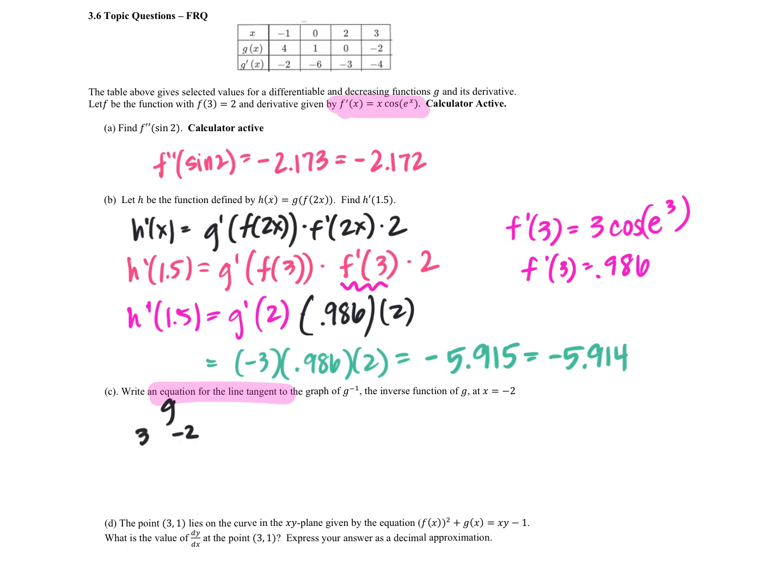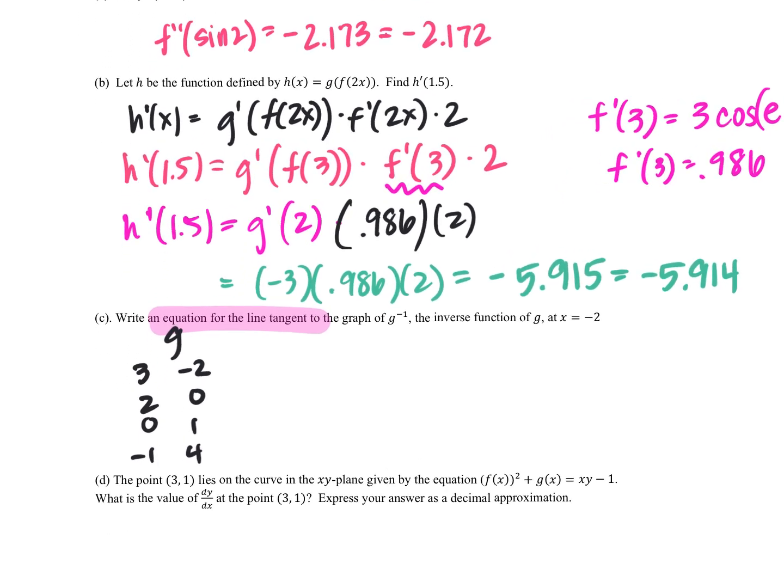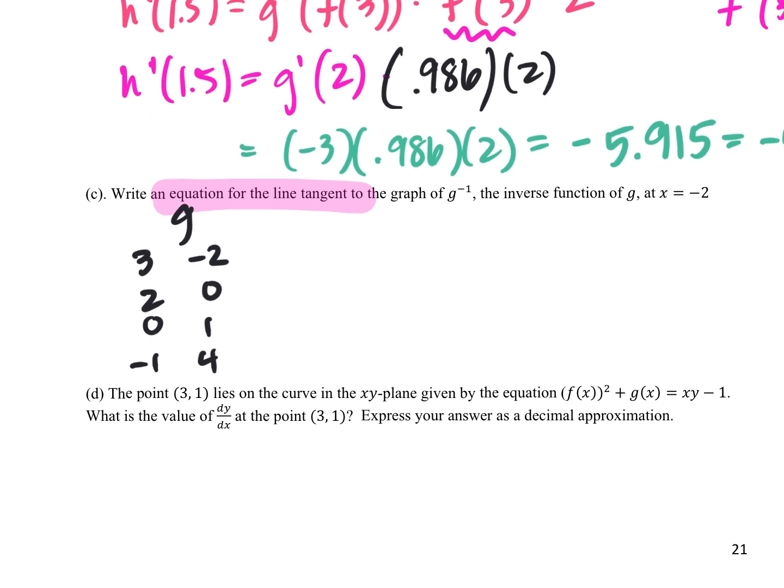Okay, give me another point. 2, 0. Another point. 0, 1. Negative 1, 4. Do you agree we just kind of rewrote that table? Here's why I say that that's important for us, because it helps you guys visualize. If we got to think about the inverse, now tell me some of the inverse points.